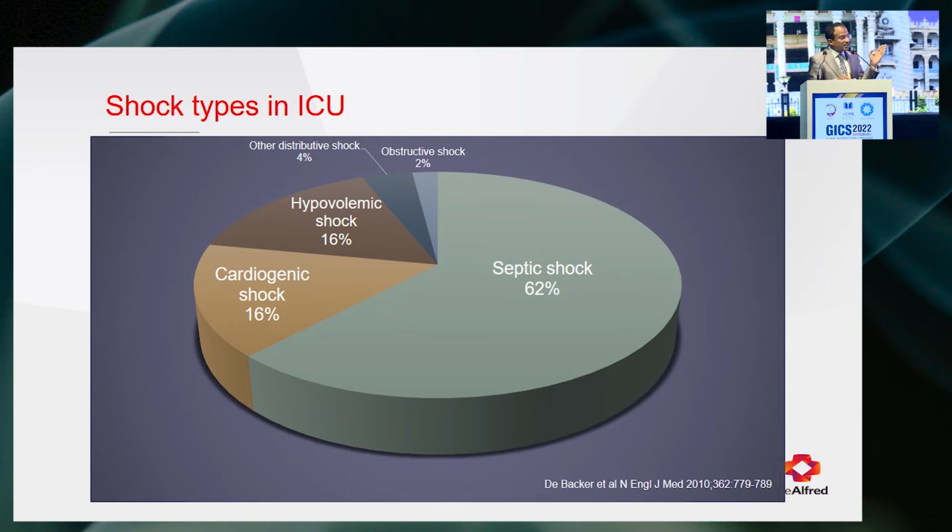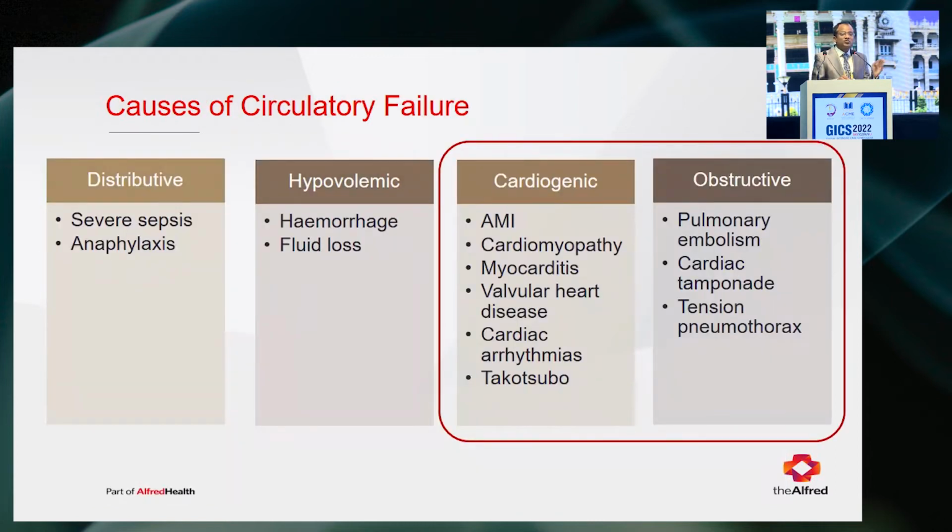This is followed by cardiogenic shock, which is in 1 in 5 patients, and hypovolemic shock, which is again in 1 in 5 patients, and obstructive shock is just 2% of ICU patients. And these are the various reasons for these 4 types of shock. But in ICU, we further consider them under 2 broad categories, which is essentially low cardiac output states because of either cardiogenic or obstructive shock, or hypovolemic blood loss or fluid loss, and then distributive related to the vasodilatory state.